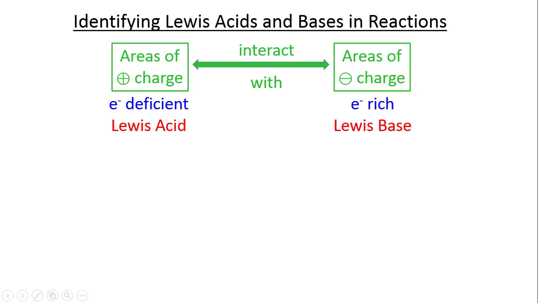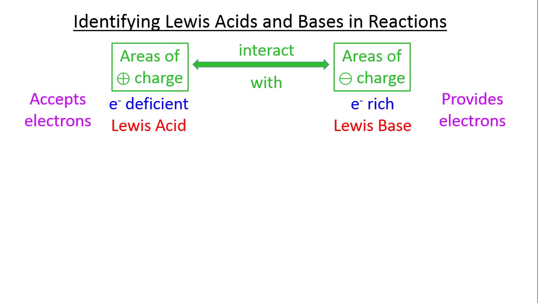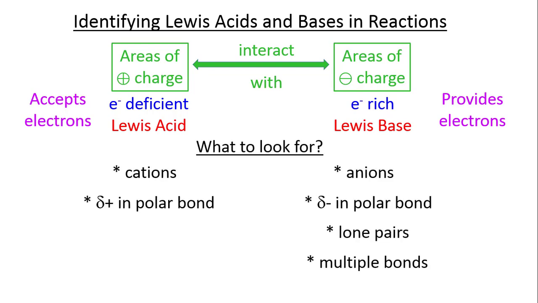In the previous section, we saw how Lewis acids are electron deficient, while Lewis bases are electron rich. In a bond-forming reaction, we know by definition that the Lewis base provides or donates the electrons for the new bond, while the Lewis acid doesn't provide electrons, but accepts the pair of electrons to share. We made a list of what to look for, where Lewis acids were areas of positive charge and Lewis bases were areas of negative charge.